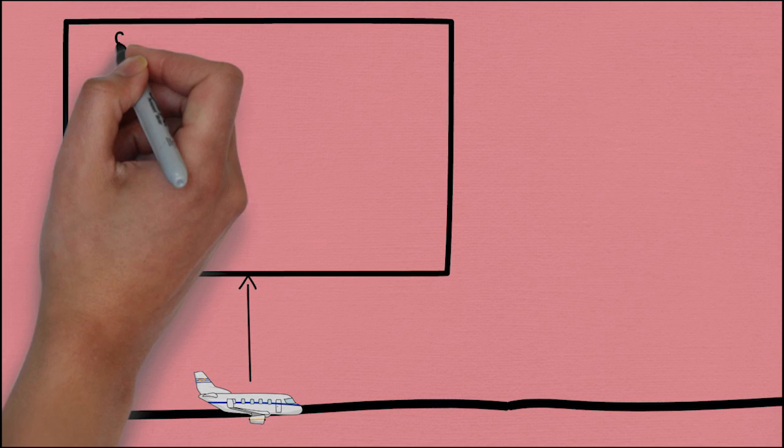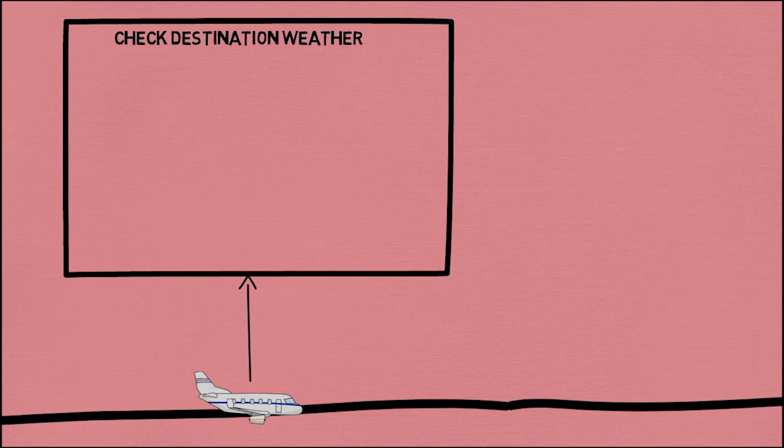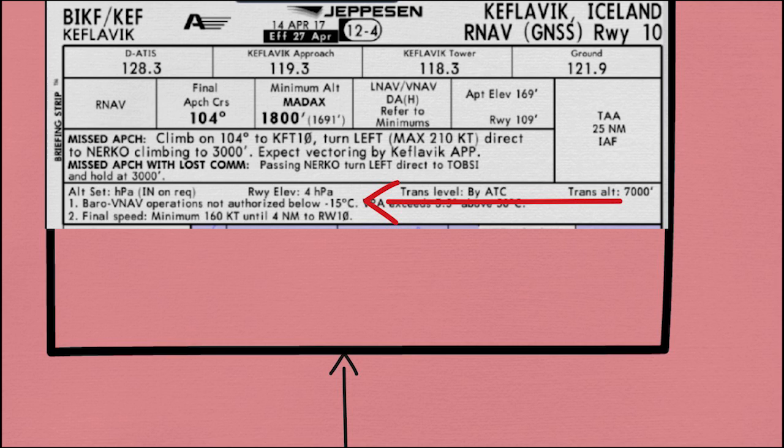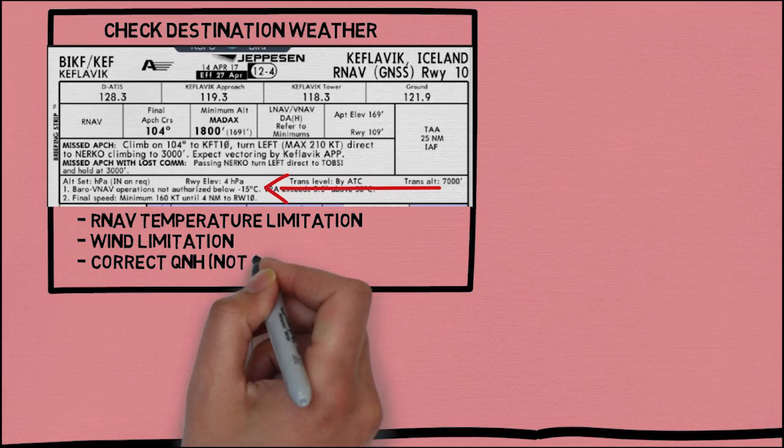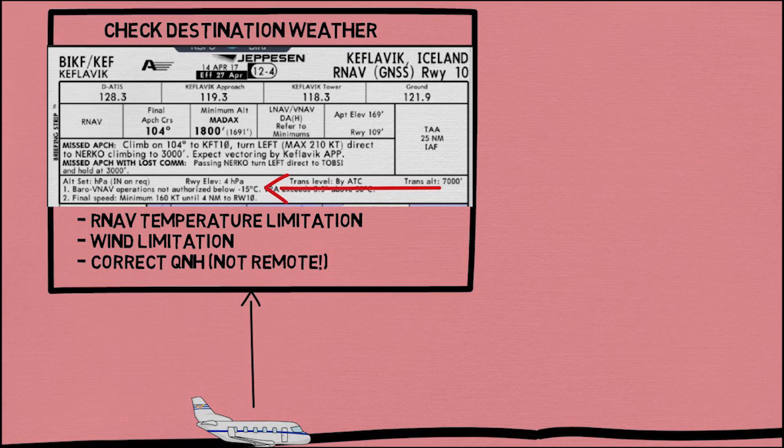As always, check your destination weather. Is it too cold for RNAV? Crosswind limitations are the same as for a normal approach, but note that QNH cannot be from a remote station because of the VNAV function of the approach using barometric reference.